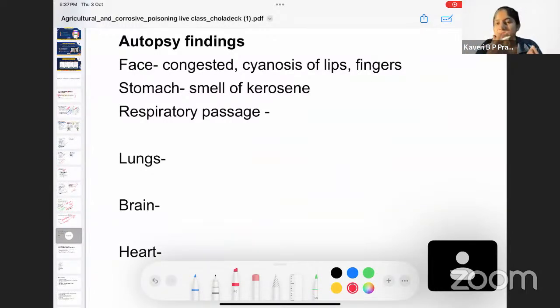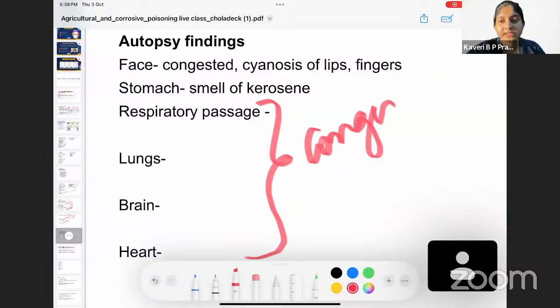So the face is going to look congested. There's going to be cyanosis of the lips. It's all going to look bluish in color. There's going to be cyanosis in the fingertip. So if you see the person's finger, there's peripheral cyanosis mostly. In the stomach, when you cut open the stomach during autopsy, there is a smell of kerosene that comes out. All the organs, respiratory passage, lung, brain, heart, everything is going to be congested.